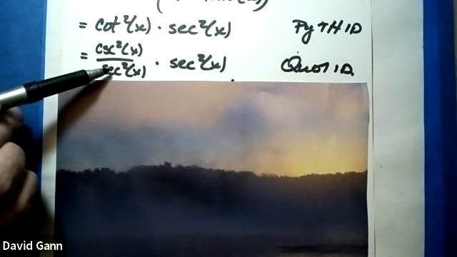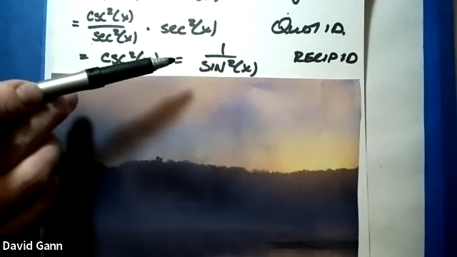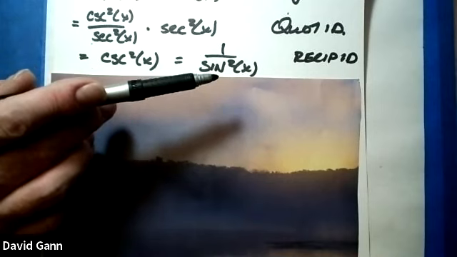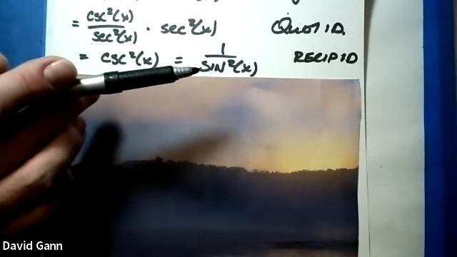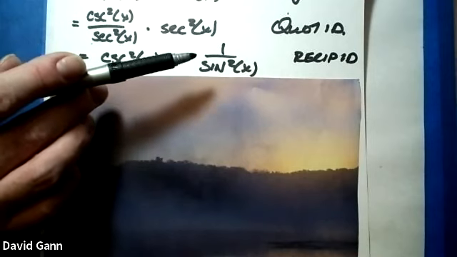Here I've got, by one of the quotient identities, cotangent squared is equal to cosecant squared x over secant squared x. And now, this is going to cancel with this secant squared. And what we're left with is just simply a cosecant squared, which, using our reciprocal identity, will be 1 over sine squared, which accomplishes the goal in that we only have things that are sines and cosines, but notice it has a quotient.